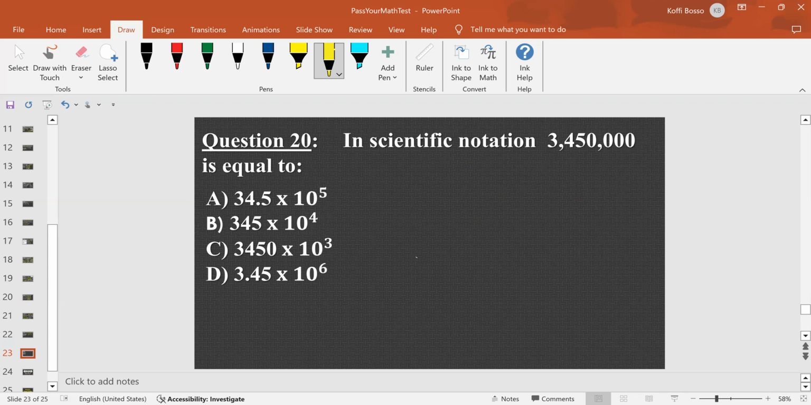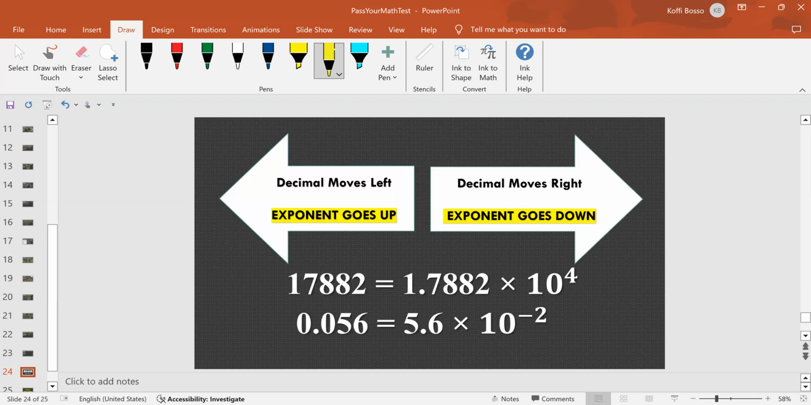Scientific notation. A quick review for this. Decimal move left, exponent goes up. Decimal move right, exponent goes down. That means what? When you have a number you want to change to scientific notation, like here, we have 17,882, and you want to change it into scientific notation, you need to move the decimal. But here, we don't see a decimal, right? But know that the decimal is here.